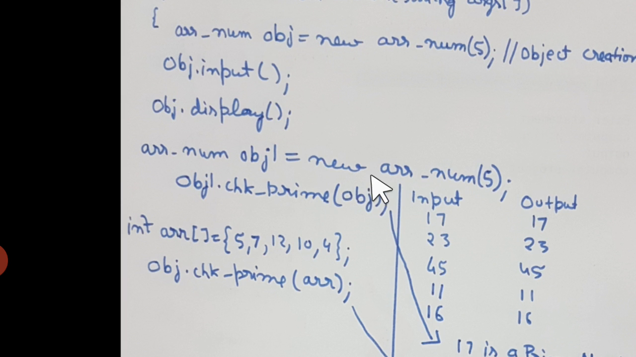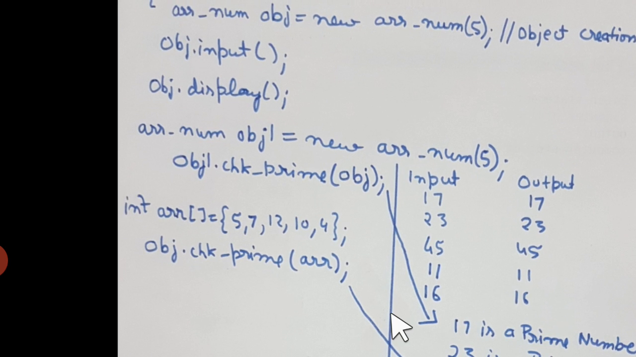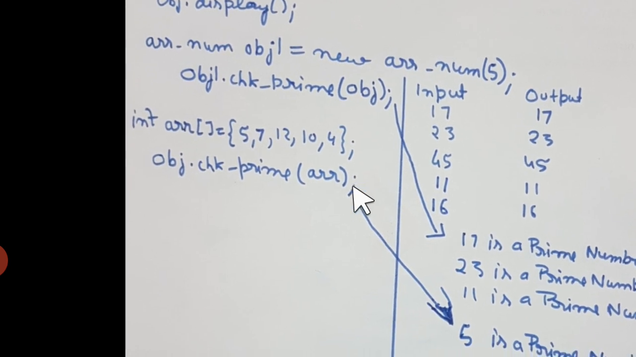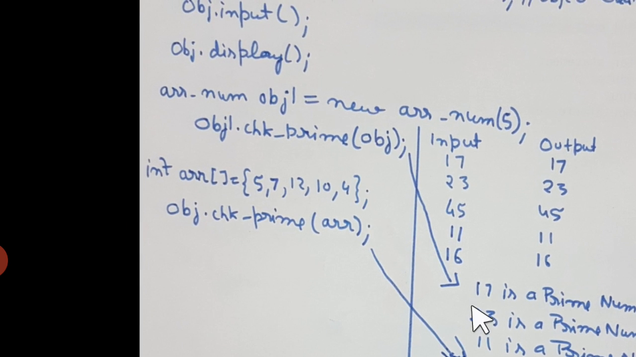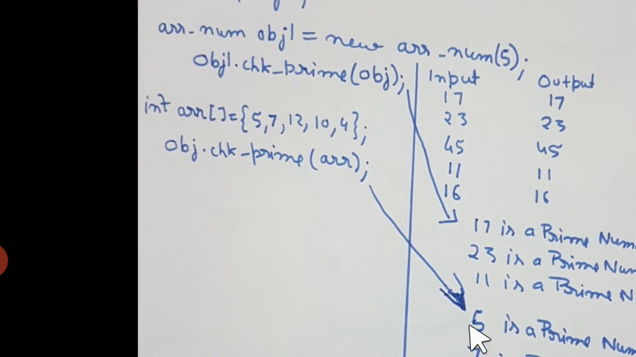In the input function, 17, 23, 45, 11 and 16 I have entered, then the output will be 17, 23, 45, 11 and 16. So the same output will be there, but when I invoke this function obj1.chk_prime, it will print the prime numbers. So 17, 23 and 11 are going to be printed as prime numbers.